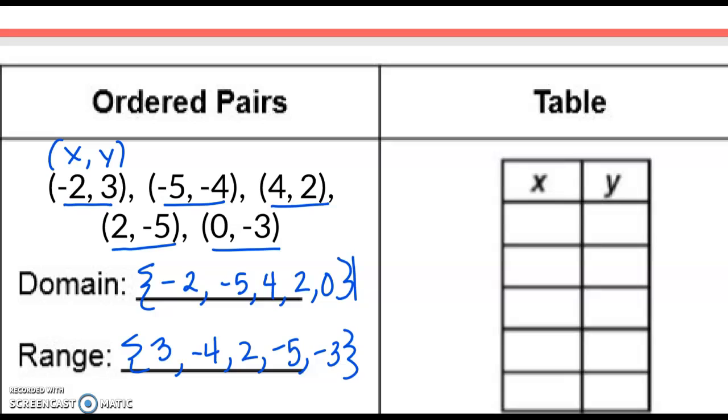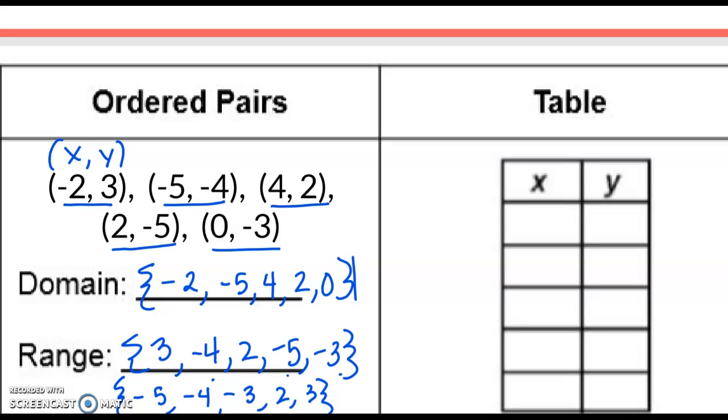Now, technically, I probably should put those in order. So the lowest number would be -5, and then next we'd have -4, and then -3, and then 2, and then 3. But if you don't want to put them in order, that's no big deal. But technically they should be in numerical order.